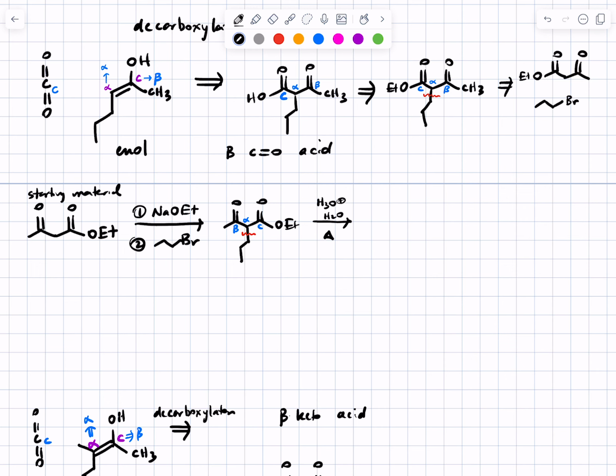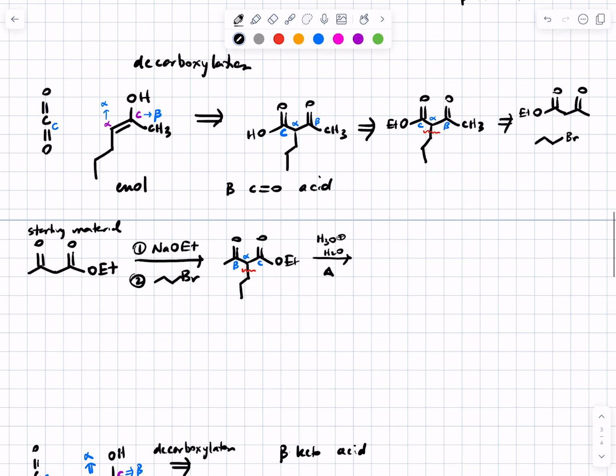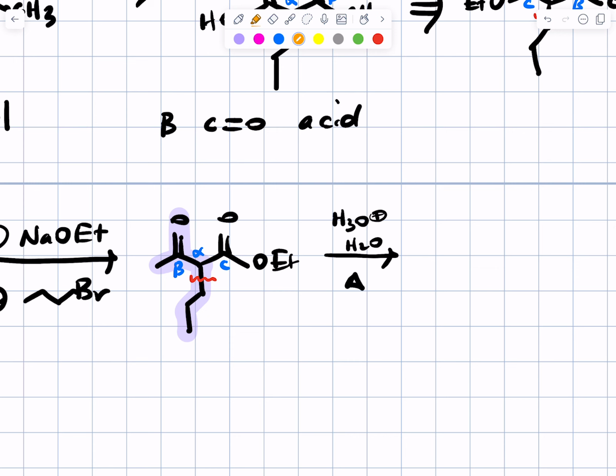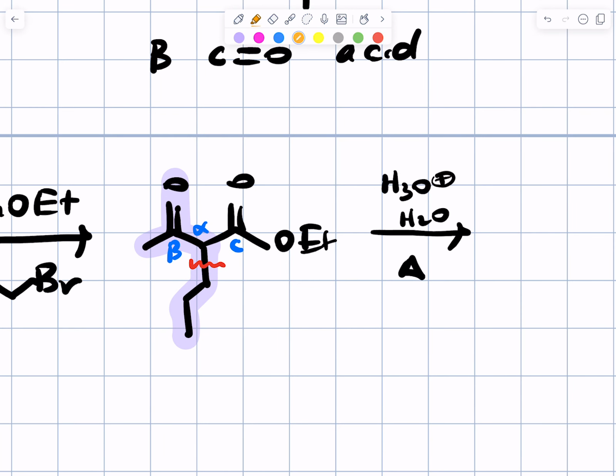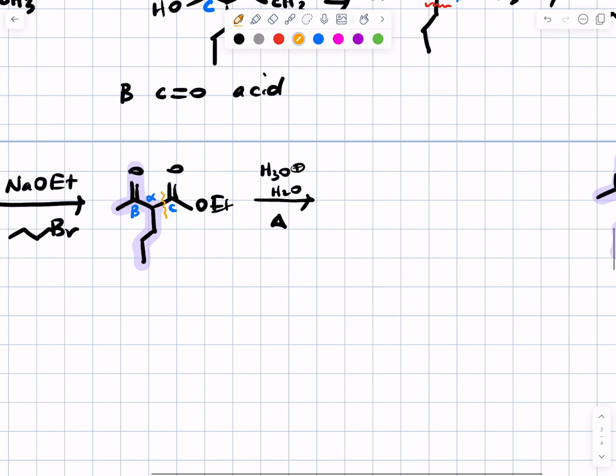If I want, and I'm good at this, I can skip ahead all the way to the product, which is this. Understanding that this portion of the molecule stays unchanged. What changes in the next step of ester hydrolysis, decarboxylation, and tautomerization essentially just removes this part of the molecule.